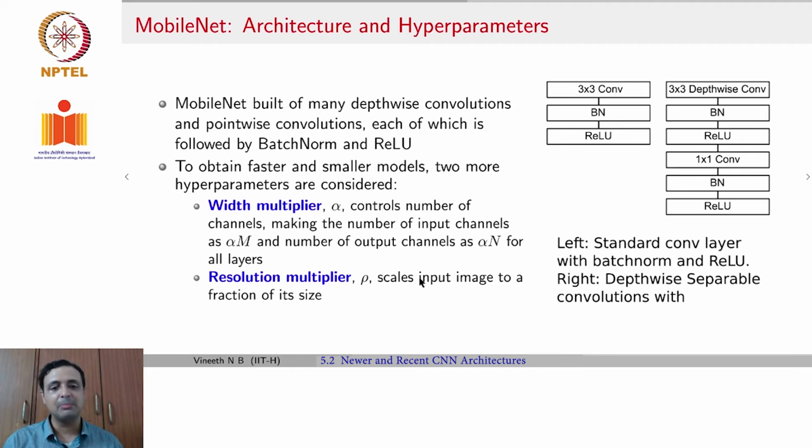Similarly, the resolution multiplier scales an input image to a fraction of its size based on constraints that you may have in a particular setting. So that allows you to use the same idea to develop a family of models that cater to different constraints in the setting where this model is used.